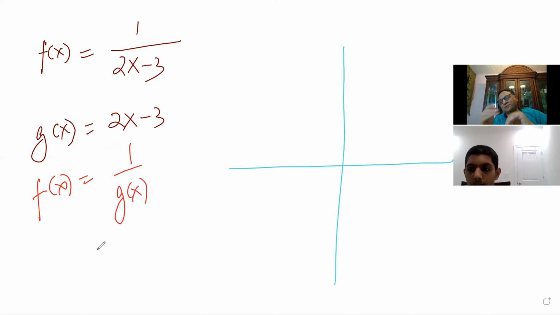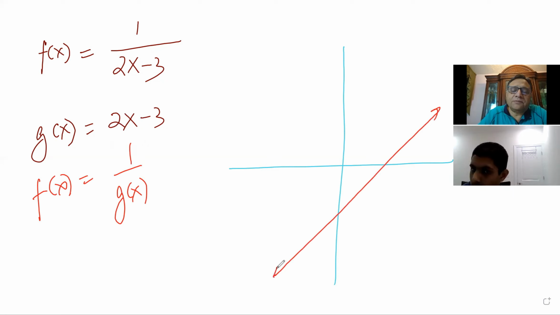f of x is the reciprocal of g of x. Clear, right? That is how they are related. Now, if I have to sketch, let us say g of x is a straight line, very easy for you to sketch, right? So I could sketch this like this, which is a straight line.